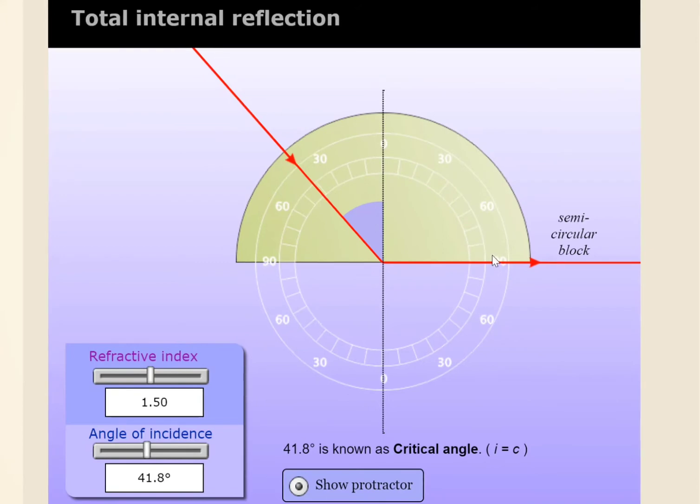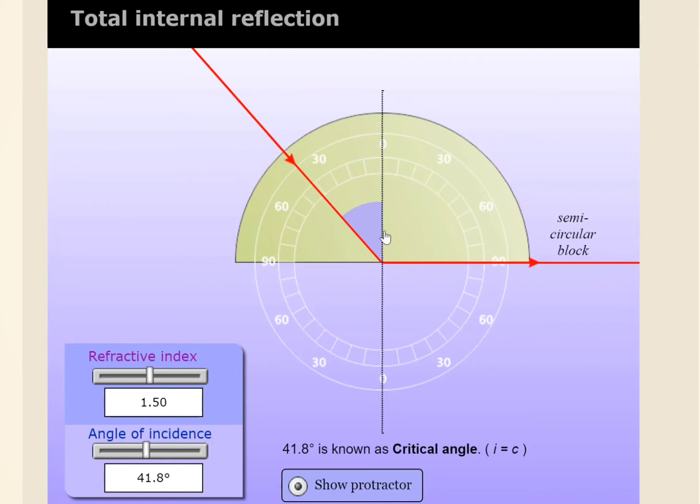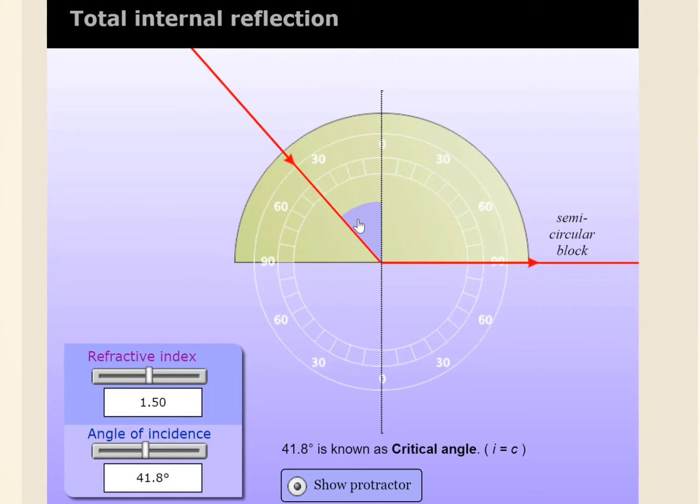When this happens, the incident angle is called the critical angle. So this is the critical angle, not the 90 degree one. Don't get yourself wrong. That is a common mistake. Sometimes most students think the critical angle is this one. No, the critical angle is the incident angle. So this is the phenomenon of critical angle, not yet total internal reflection.